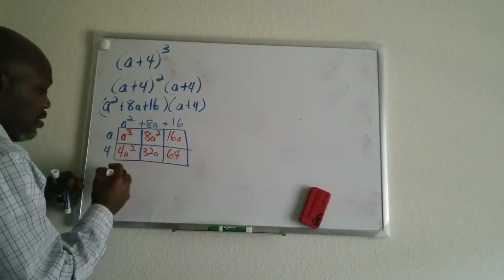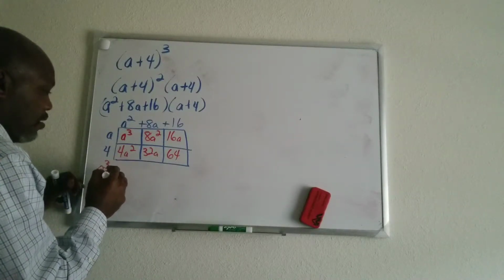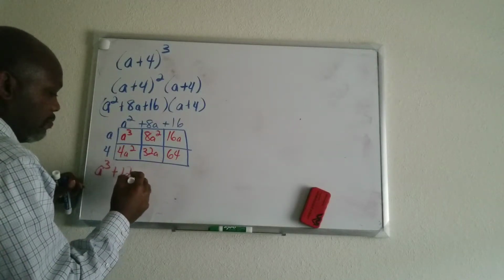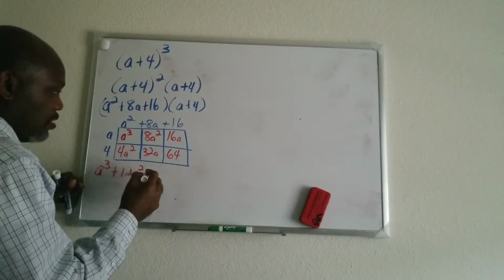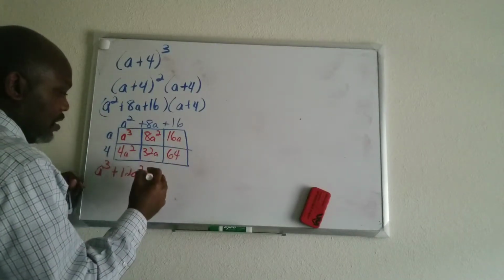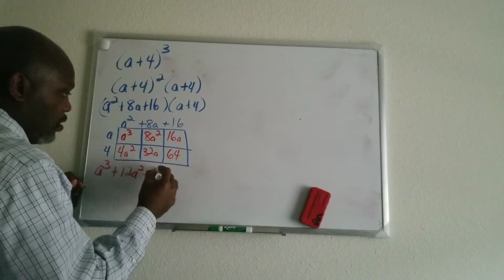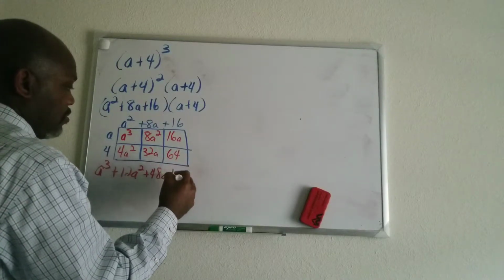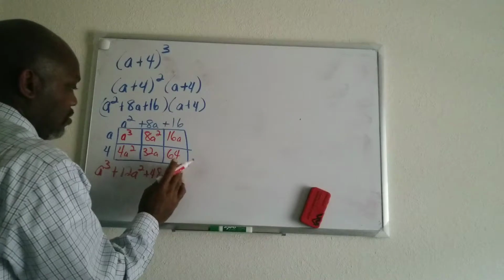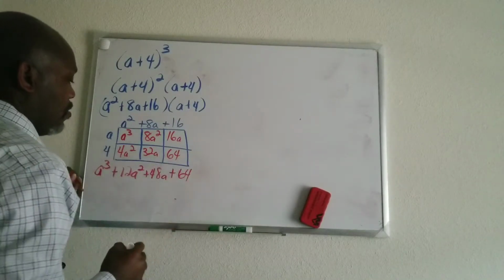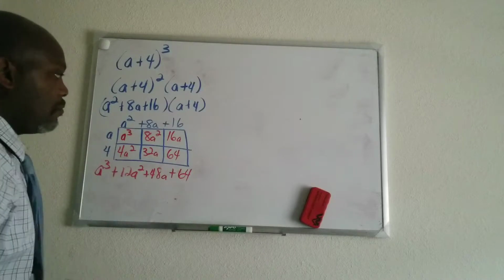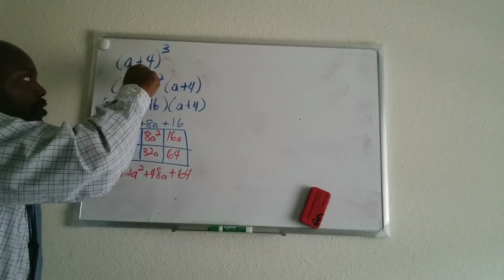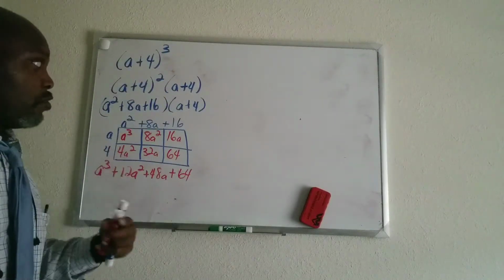So then we combine like terms, right? That's 8 plus 4 is 12. The bases are the same, so they stay the same. 32a plus 16a, I believe that is 48a, and then you have plus 64, which is your answer. All right, so that's how you solve this particular problem if your exponent is a little larger than 2. If it was 4, you would do the exact same thing.